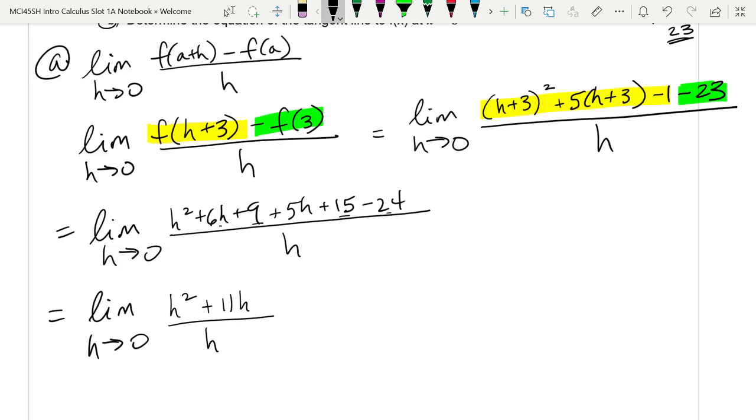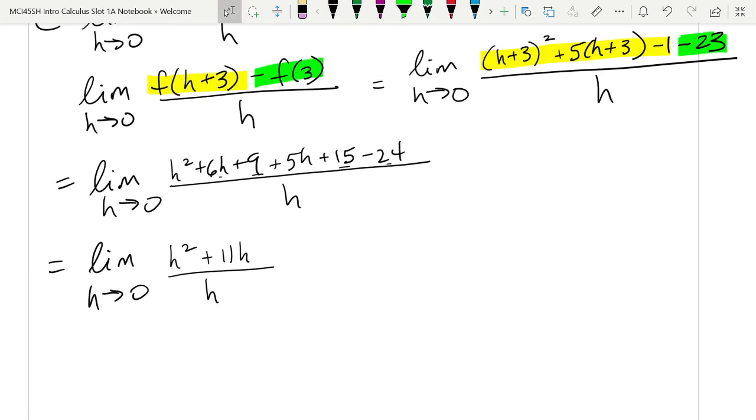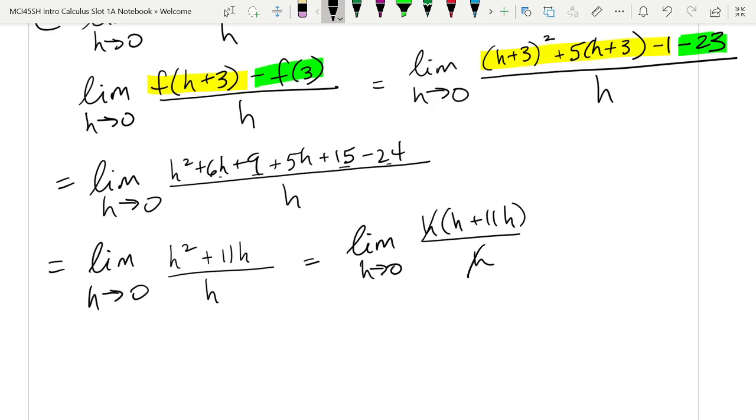Isn't that nice? No more constant, which is good news because that's going to allow me to factor h out of the numerator and cancel it. H divided by h is 1. So I'm looking at the limit as h approaches 0 of h, and I just realized I forgot to factor my h off my 11. Can you fix that? Thank you. H plus 11. There we go. All right.